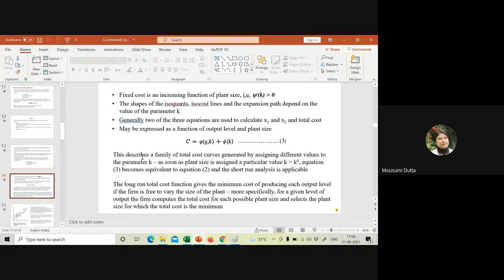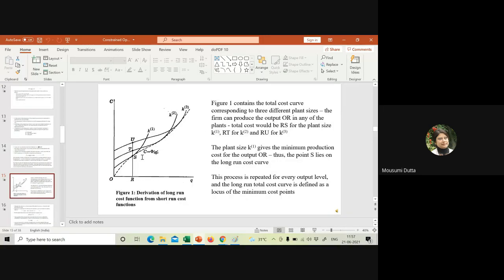Alternatively, if you want to produce a smaller output using a very big plant size, in that case also the production cost will increase. So there is an optimum size of the plant with respect to each level of output. In the long run, you have the option to select any one. In the short run, whenever you are selecting one, we are specifically talking about a short run.